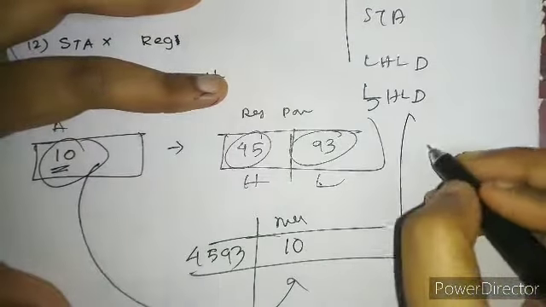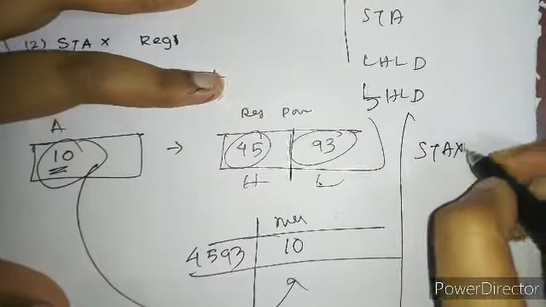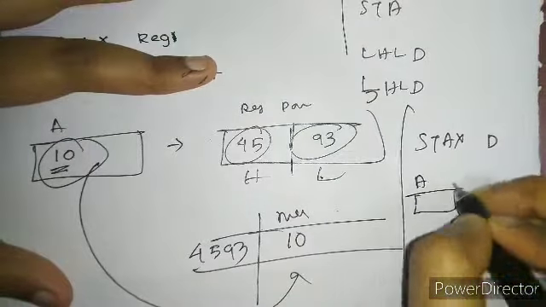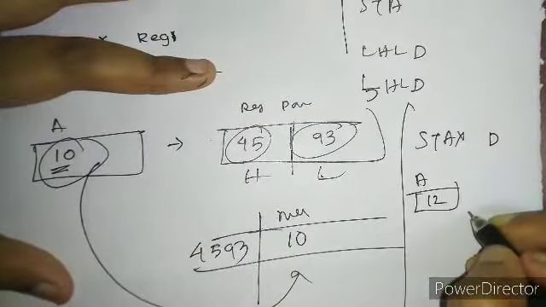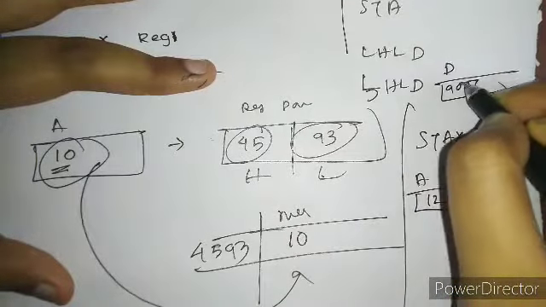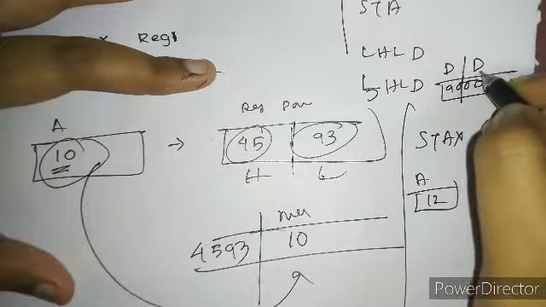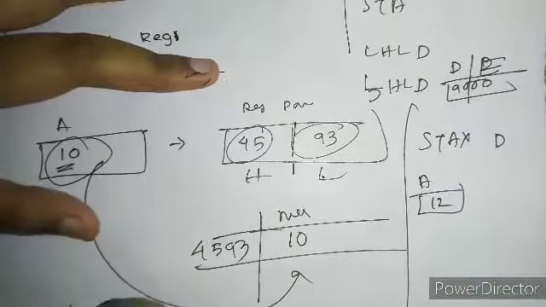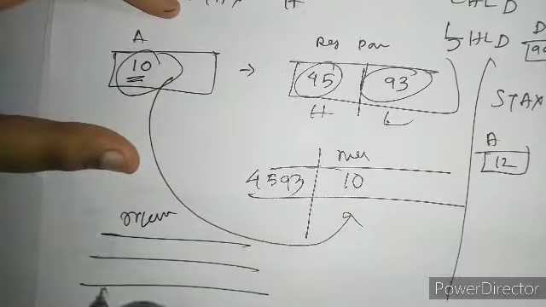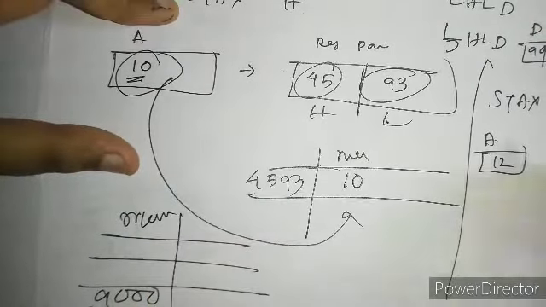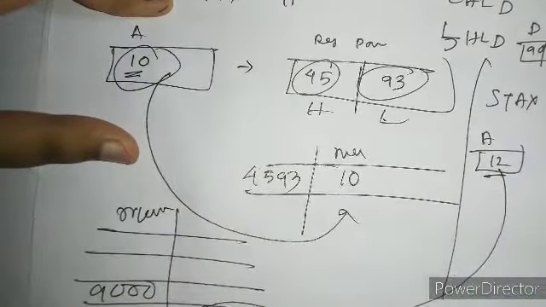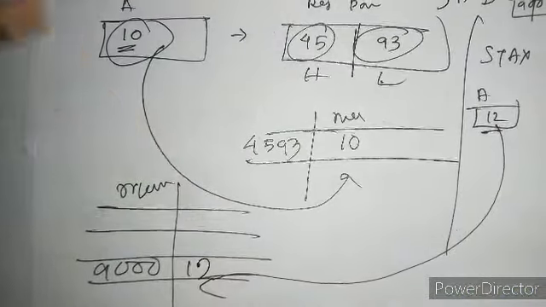Let's take another example. STAX D means in A there is 12. D suppose has 9000. So go to memory, find location 9000, and store the data that A has, 12, to this memory location. Clear?